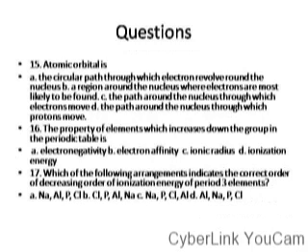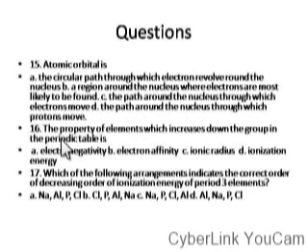Next question. Atomic orbital is what? A, the circular path through which electrons revolve around the nucleus. B, a region around the nucleus where electrons are most likely to be found. C, the path, we have defined it before. So the correct answer is a region around the nucleus where electrons are most likely to be found. All other definitions are not correct. The path around the nucleus through which electrons move is not correct. The path around the nucleus through which protons move is not correct. So the correct answer is a region around the nucleus where electrons are most likely to be found. That is what is called atomic orbital.